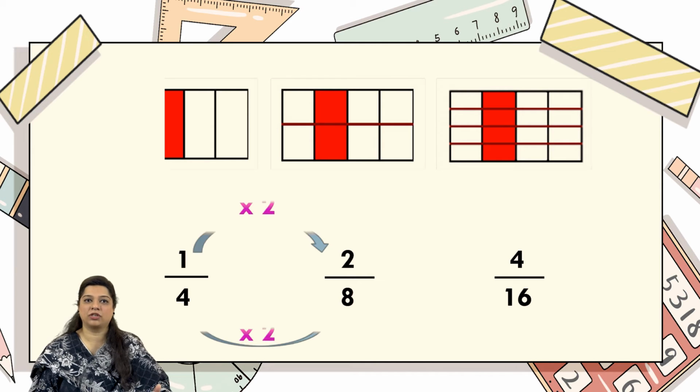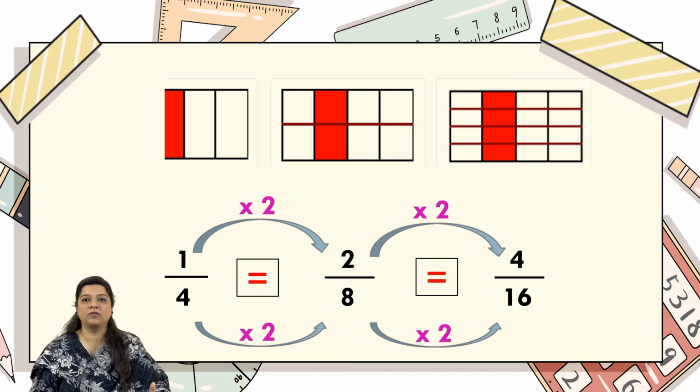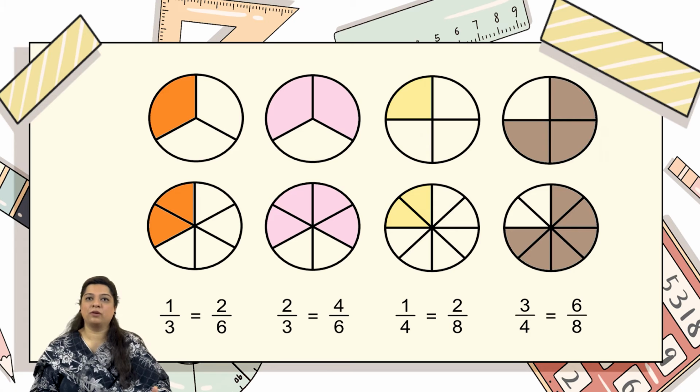The first fraction has a common factor of multiplied by 2, which will give you 2 upon 8. And then the second fraction continues in the same way, multiplied by 2 to give you another fraction, which is 4 over 16. Hence, 1 over 4 is equivalent to 2 over 8 and 2 over 8 is equivalent to 4 upon 16. Therefore, all of these fractions are equivalent fractions of each other. If you see 1 upon 4, you can also multiply by 4 and directly get 4 upon 16 as well.